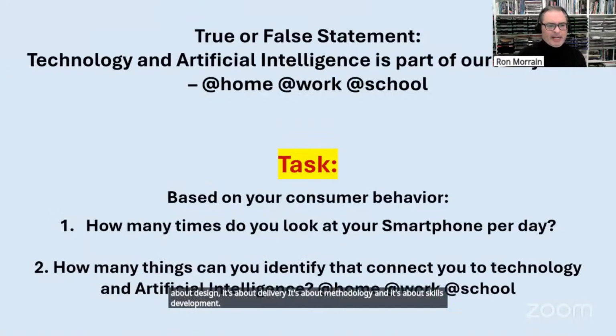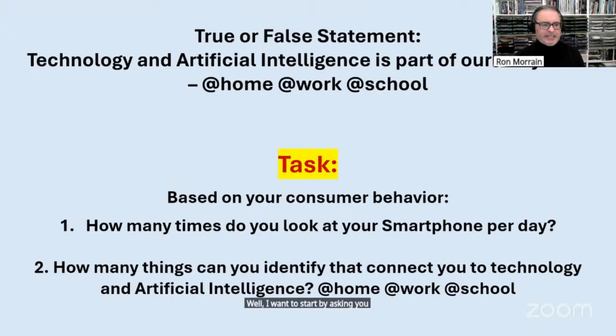Well, I want to start by asking you this true and false statement. Technology and artificial intelligence is part of our daily lives at home, at work, at school. Is that true or false? I would be very surprised if you said false, because it is true. And we know that.